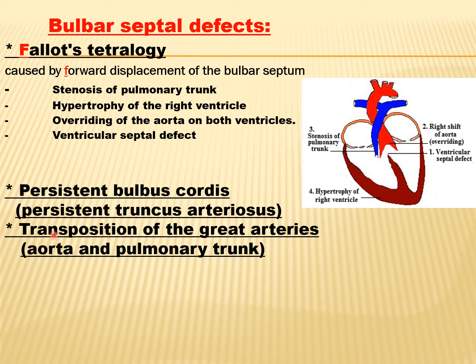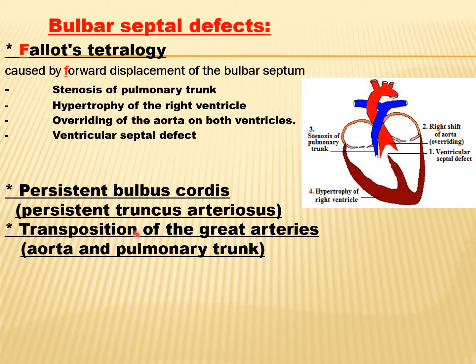Another congenital anomaly is the transposition of the great arteries, which, as you know, are the aorta and pulmonary trunk. This is due to descent of the bulbar septum straight instead of the normal spiral manner.